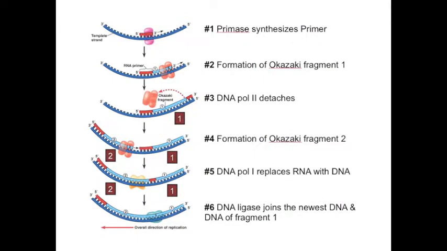Now let's take a closer look at how the lagging strand is synthesized. First, the primase synthesizes the primer, then DNA polymerase 3 adds nucleotides to the 3' end of the primer. When DNA polymerase 3 reaches the primer of the next segment on the right, it detaches from the DNA. Now Okazaki fragment 1 is completely synthesized. Okazaki fragment 2 is synthesized in the same mechanism.